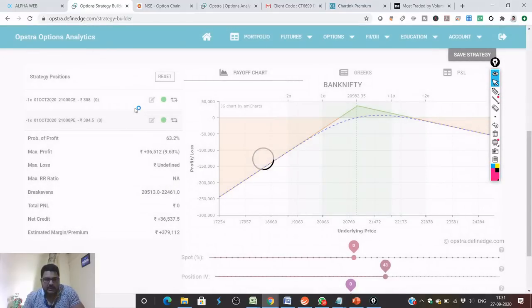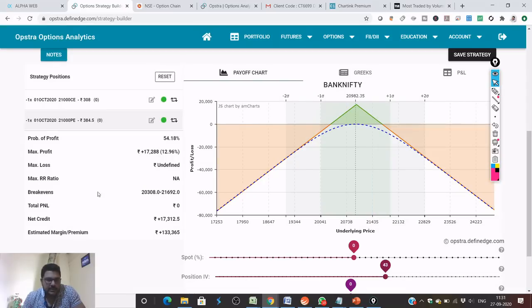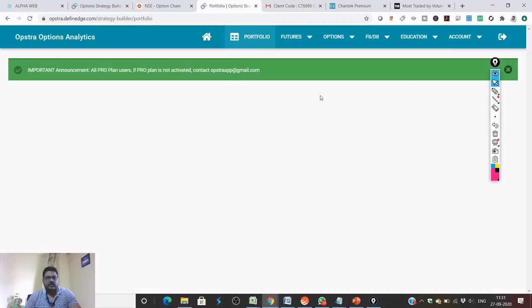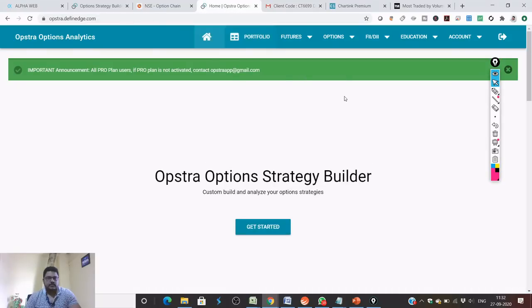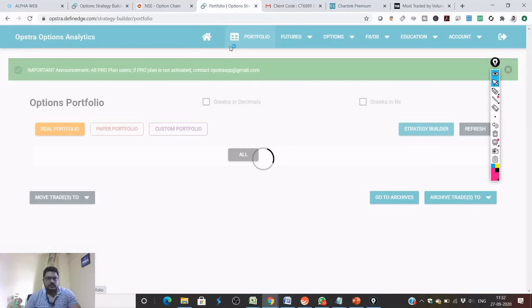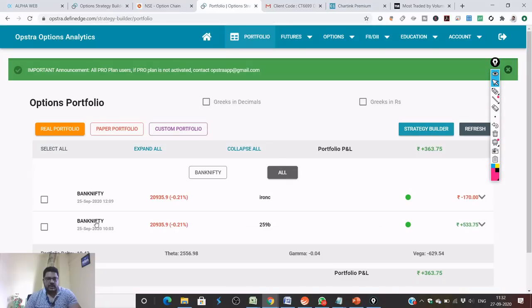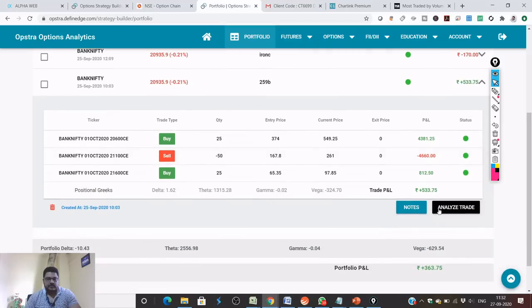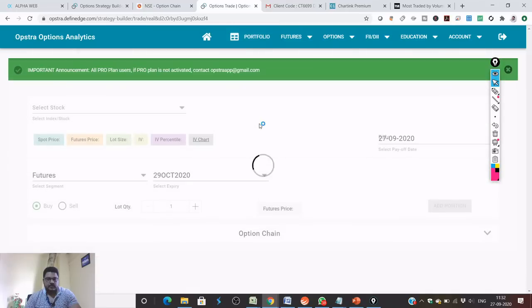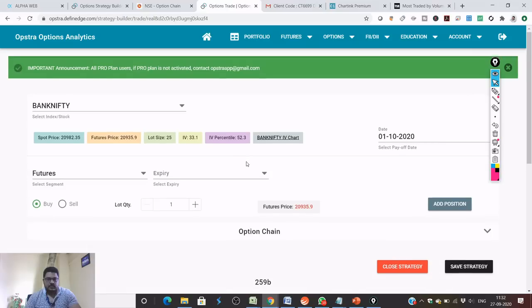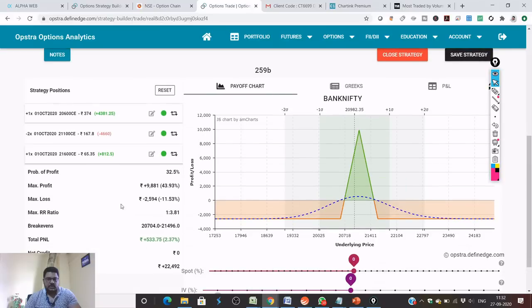This used to be my favorite strategy when I was doing intraday, but these days I don't get time because of work. So I mostly prefer doing positional butterflies and close them every morning in profits. So what positions I am holding right now, let me show you that. So right now I have a Bank Nifty butterfly. Okay, so this is the position which I'm having.